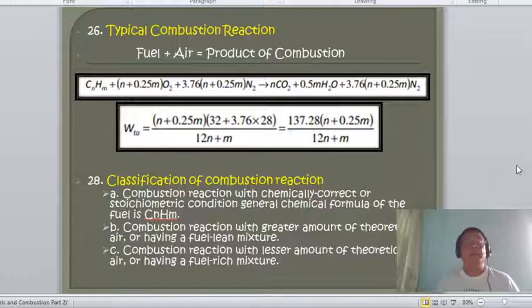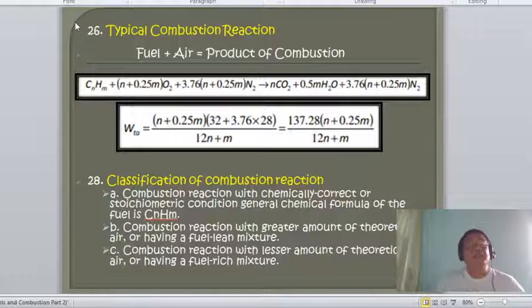So here is now the basic balanced equation of hydrocarbon fuel. If we look at the equation, that is C, meaning carbon, and hydrogen. So the n and m here represent the number of moles of carbon and hydrogen. Plus, that is n plus 0.25 m, the number of moles multiplied by oxygen, plus 3.76 multiplied by n plus 0.25 m multiplied by nitrogen.